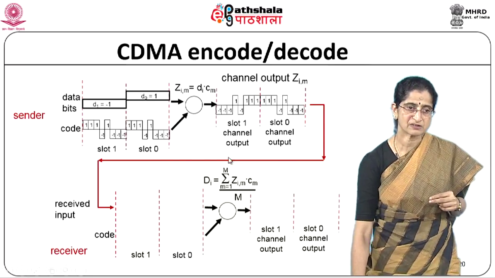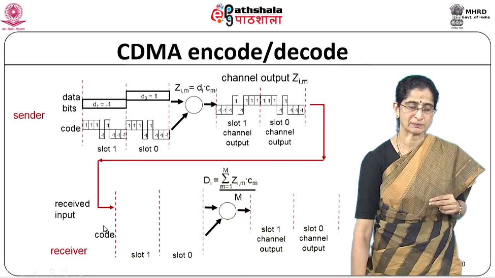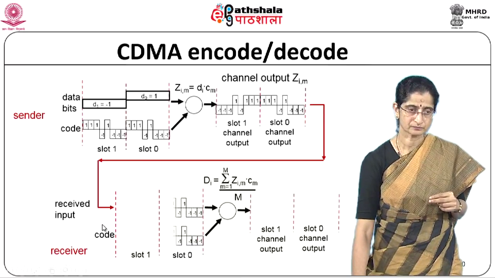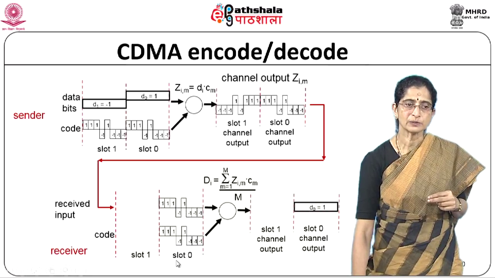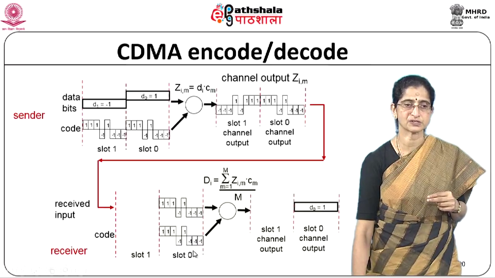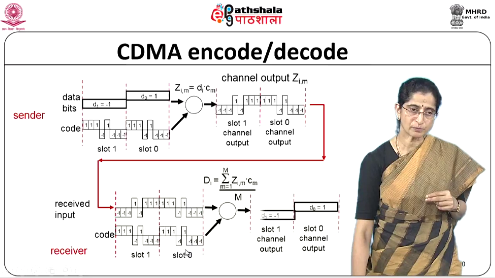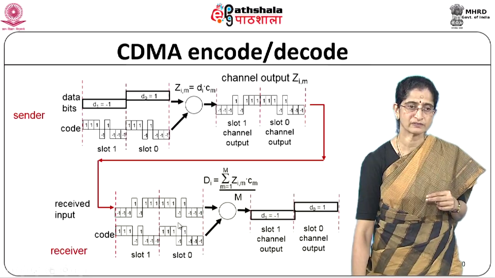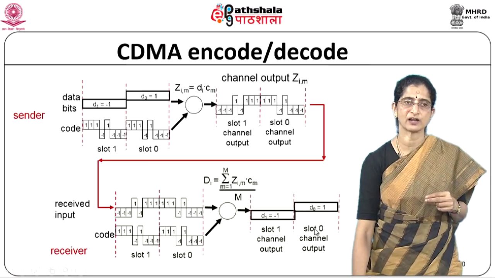Now this is transmitted, and it comes to the receiver. So let's look at what happens at the receiver. At the receiver, this particular data has come in, right? Now the code that I have is this. I know that this is the code that I'm looking for. So I do a dot product of this code and this code. Since all of them are identical, I'll get a value of 1, right? So I know that my slot 0 channel output is 1.